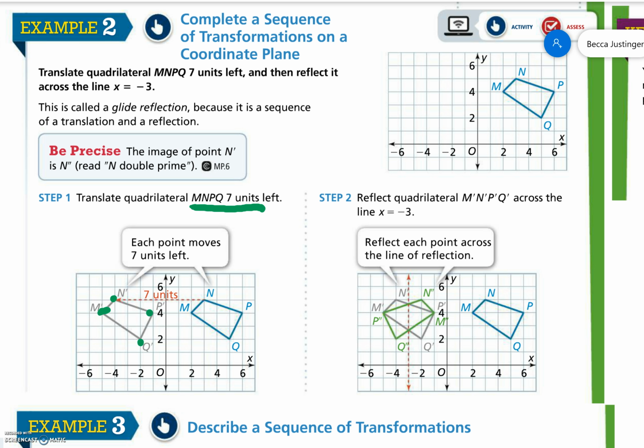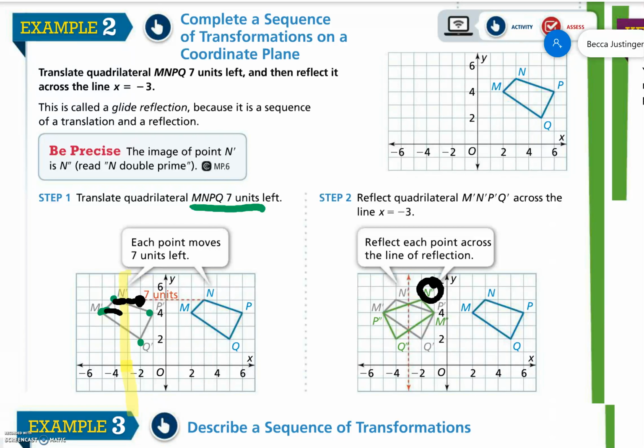Then we need to reflect each point over the line x equals -3. So x equals -3 here and everywhere along this line. So we're going to move N, which was 1 away, so we're going to go 1 away, and there's the new N double prime. So now we have double primes, which means N prime was the first transformation, and double prime, so 2 apostrophes, is the second.